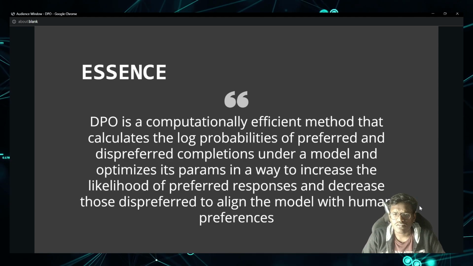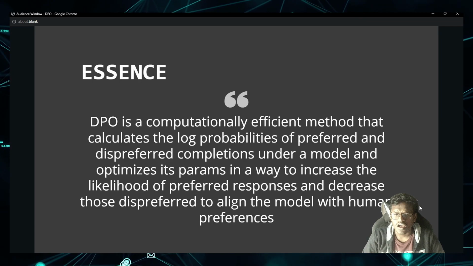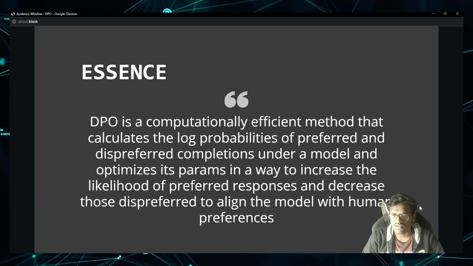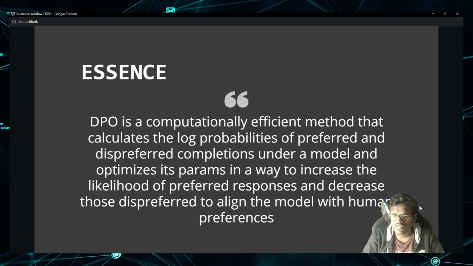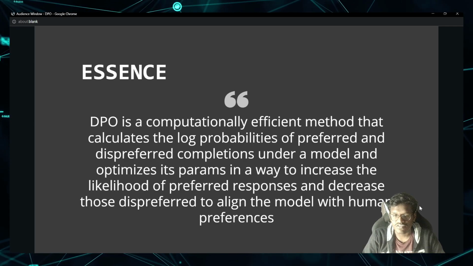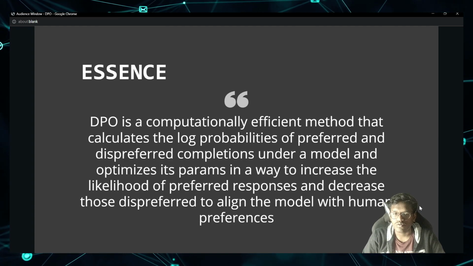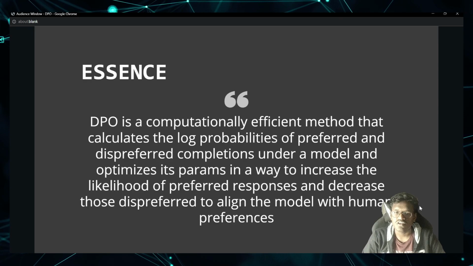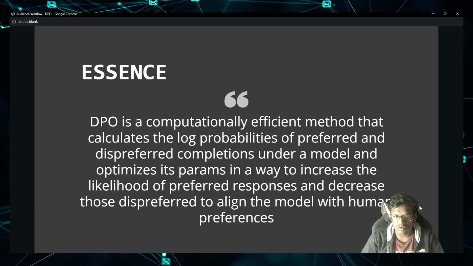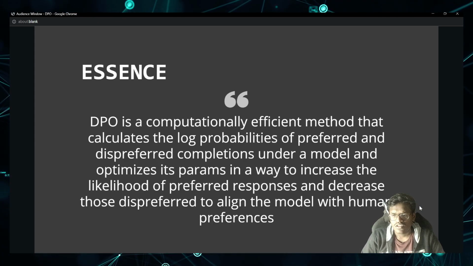This method will calculate the log probabilities of preferred and dispreferred completions under a model, and it will optimize its parameters in such a way that it will increase the likelihood of preferred responses and decrease those of dispreferred ones. We need preferred responses, not dispreferred, so that we can align the model with human preferences. What does this mean? I'm going to explain in a minute.